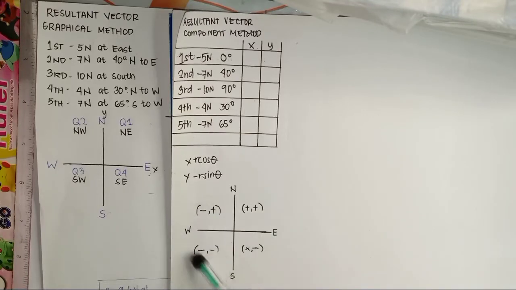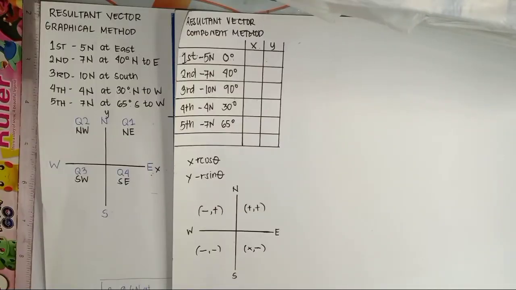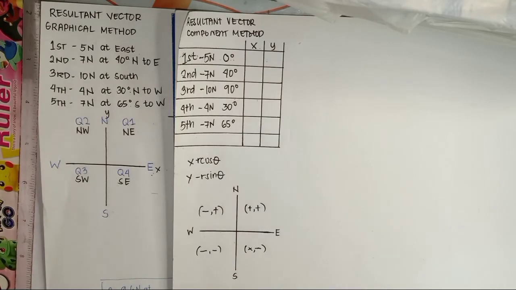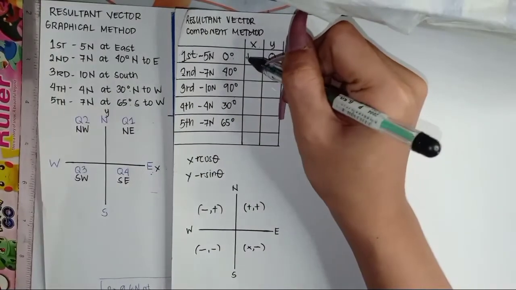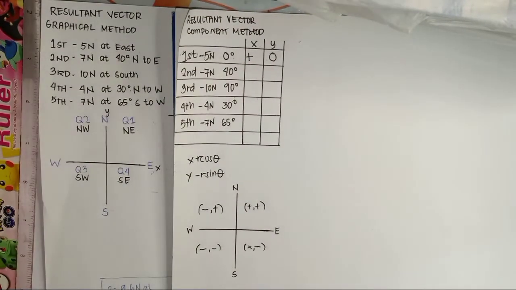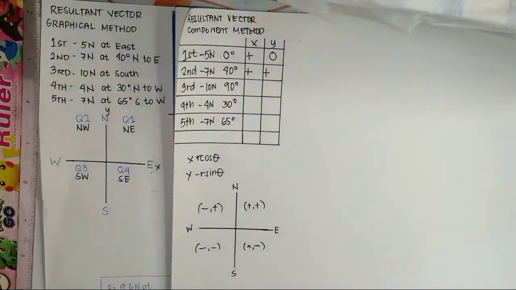So as you can see, there is a table here. This is going to be our guide in finding the sign for each vector. As I said a while ago, this is our x-axis and this is our y-axis. So, sa first vector natin, sabi dyan east. So, ito yan east. So, automatic na, 0 na yung y natin. So, ang sign niya for the x is, dahil nasa x-axis siya, lahat positive. So, for the second vector natin is north to east. North to east, ibig sabihin ito siya. So, ang sign niya ay positive, positive.